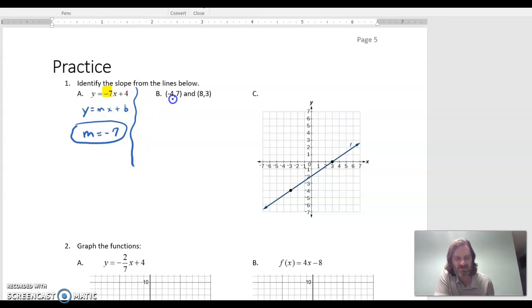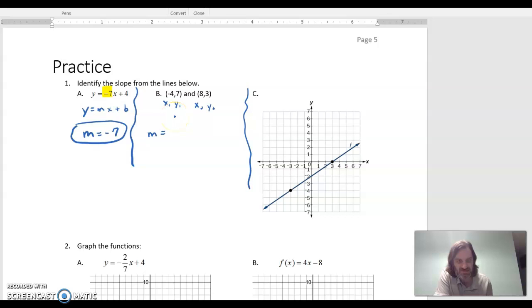The second one gives us 2 points. The 2 points are negative 4, 7 and 8, 3. So we're going to have to use the slope formula. So we need an x1, y1. So we'll make that negative 4, 7. x2, y2, we'll make that 8 and 3. So we'll just fill in our formula.